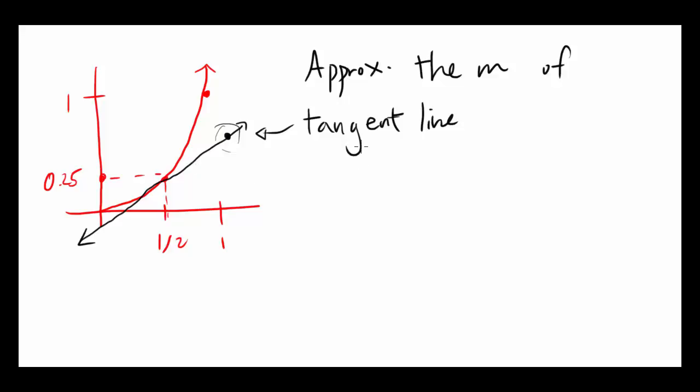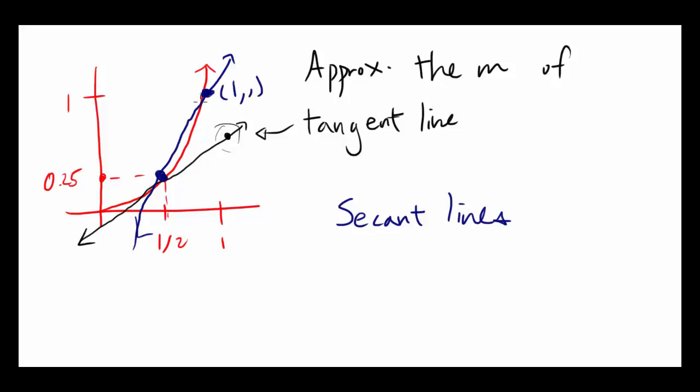And what are secant lines? Secant lines are lines that intersect the graph at 2 points. For example, this one is going to be a secant line, the one that's going like this. You know this point is on the graph. Well, 1, 1 is on this line, and 1/2, 0.25 is on this line. So you can use these points to find the slope and approximate the slope of the tangent line.